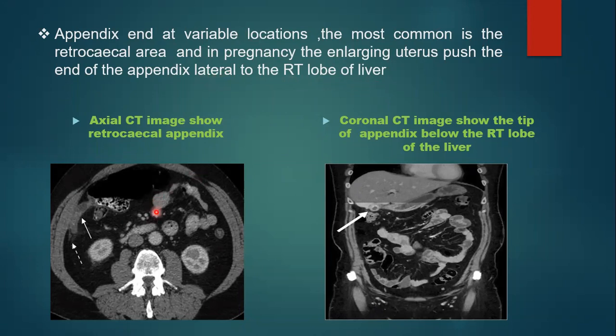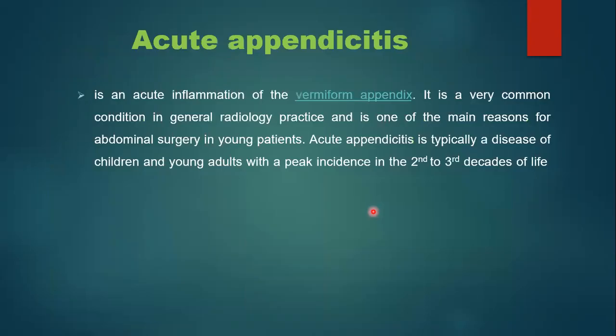Here an axial CT of the abdomen shows a retrocecal appendix, and here a coronal CT of the abdomen shows an inflamed appendix inferior to the right lobe of the liver.